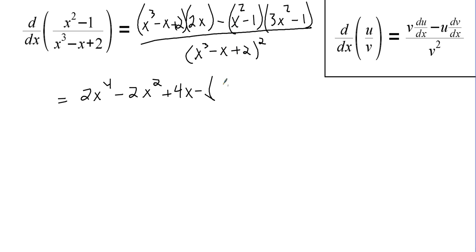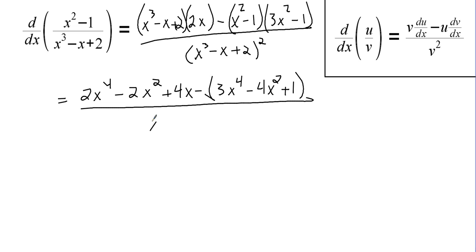x squared times 3x squared is 3x to the fourth. x squared times negative 1 is negative x squared, and negative 1 times 3x squared is another negative 3x squared, so that's a total of negative 4x squared. And negative 1 times negative 1 gives us plus 1. Still all over the denominator squared.